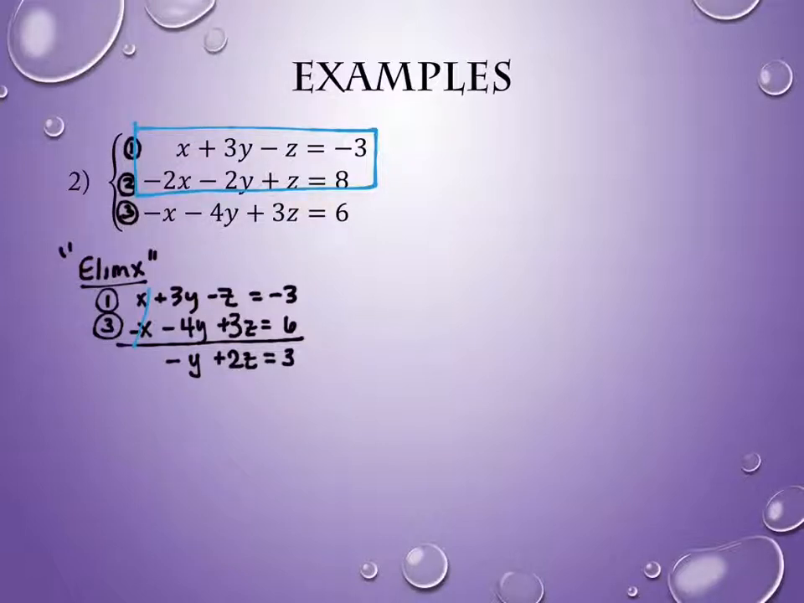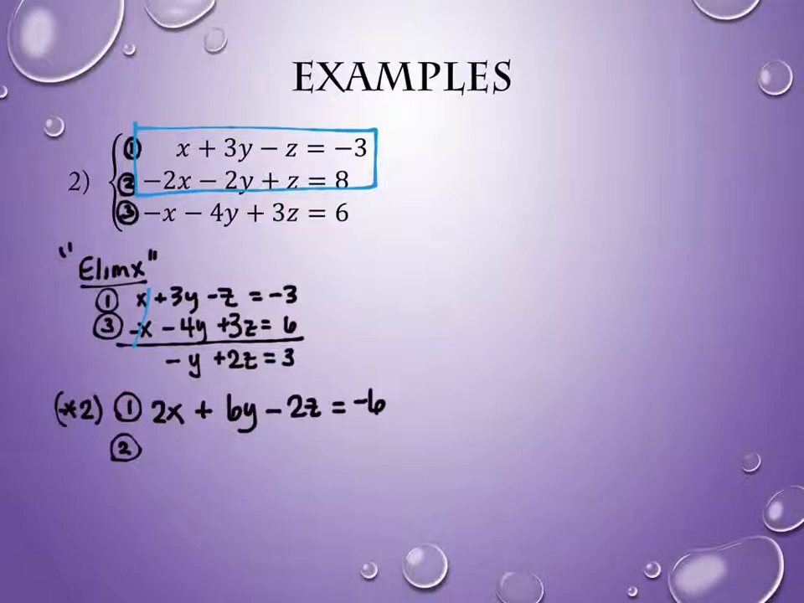If I just add them together as is, they won't eliminate x though, right? What am I going to have to do in order to eliminate x? Right. So your notation can be whatever feels comfortable to you, but what I usually do is I just write a note to myself that I'm multiplying by 2, and I'm working with equation 1. So on equation 1, if I multiply by 2, I have 2x plus 6y minus 2z equals negative 6. That's equation 1, after I've multiplied by 2.